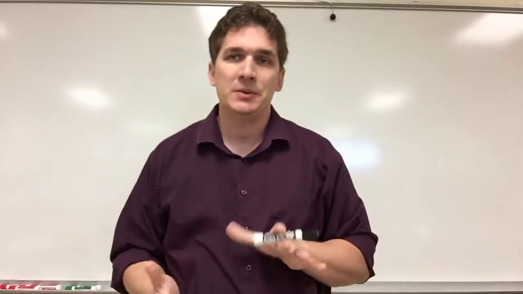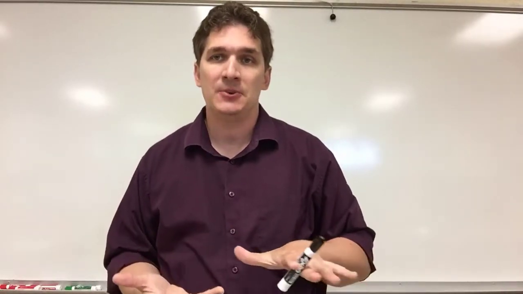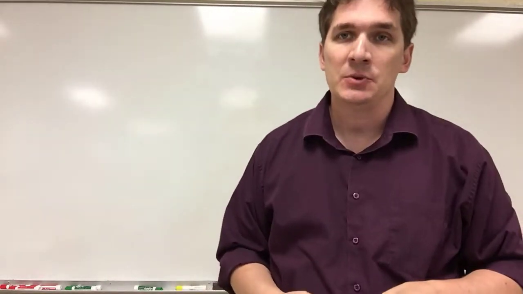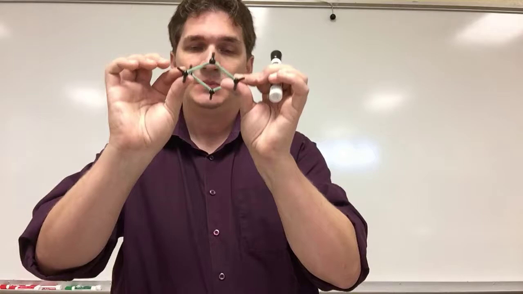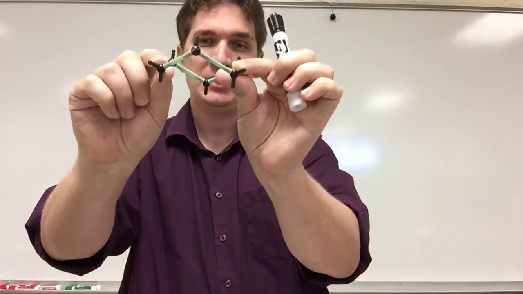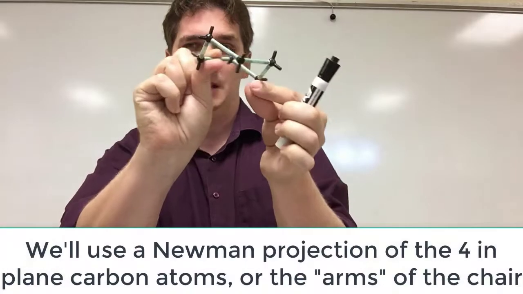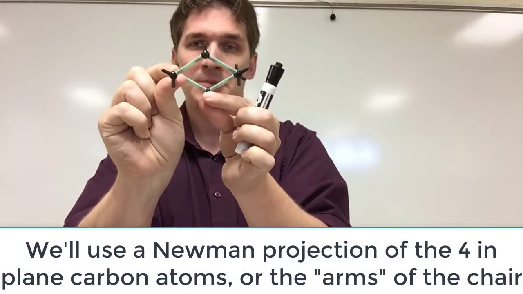So let's talk about where these axial and equatorial atoms come from in cyclohexane. To do this, we're going to use a Newman projection, and we're going to use it on basically the chair conformation. If we were looking at the chairs side on, where we see the top carbon and the bottom carbon, we took the top carbon, bottom carbon, and looked at it like this.